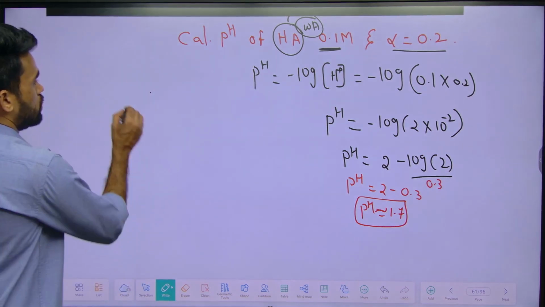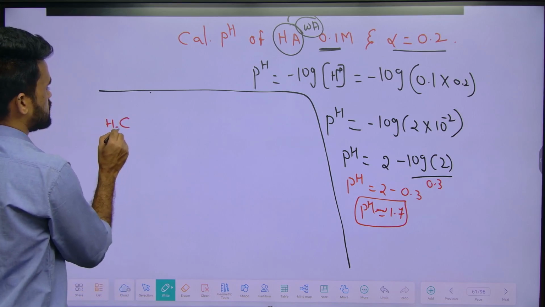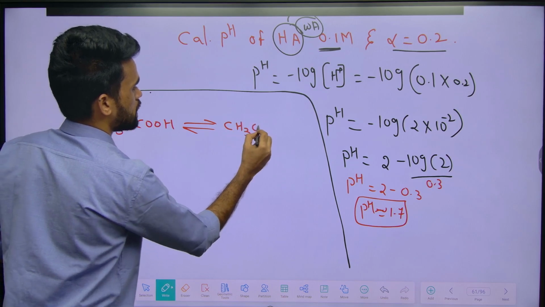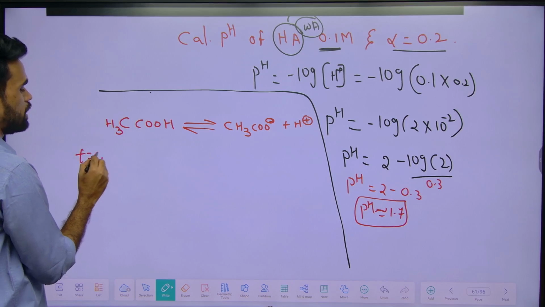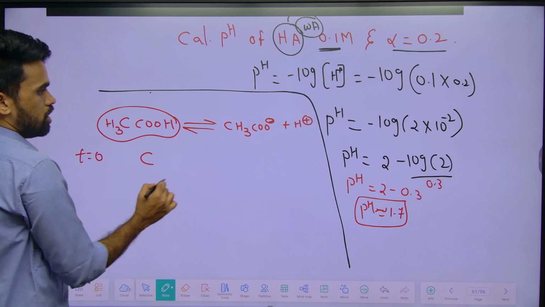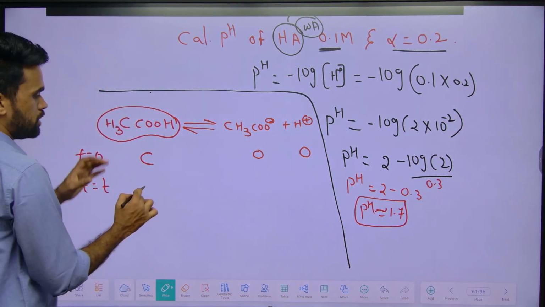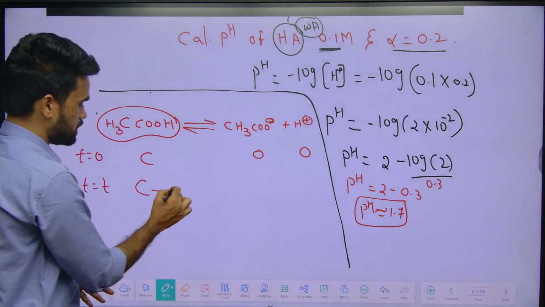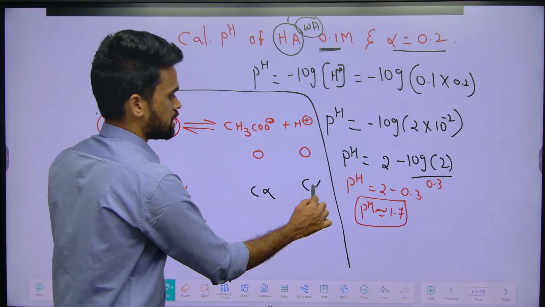The second model of question that we can expect in the exam is, let us say acetic acid. Acetic acid is a weak acid, remember. It gives you acetate ion and H plus. At time T0, at the beginning of this reaction, I am taking C concentration of this acid, and there will be 0 concentration of ions. After some time T, from this C concentration of acid, some amount will be converted into product, that is C minus C alpha. The amount of products formed is C alpha, and this is also C alpha.